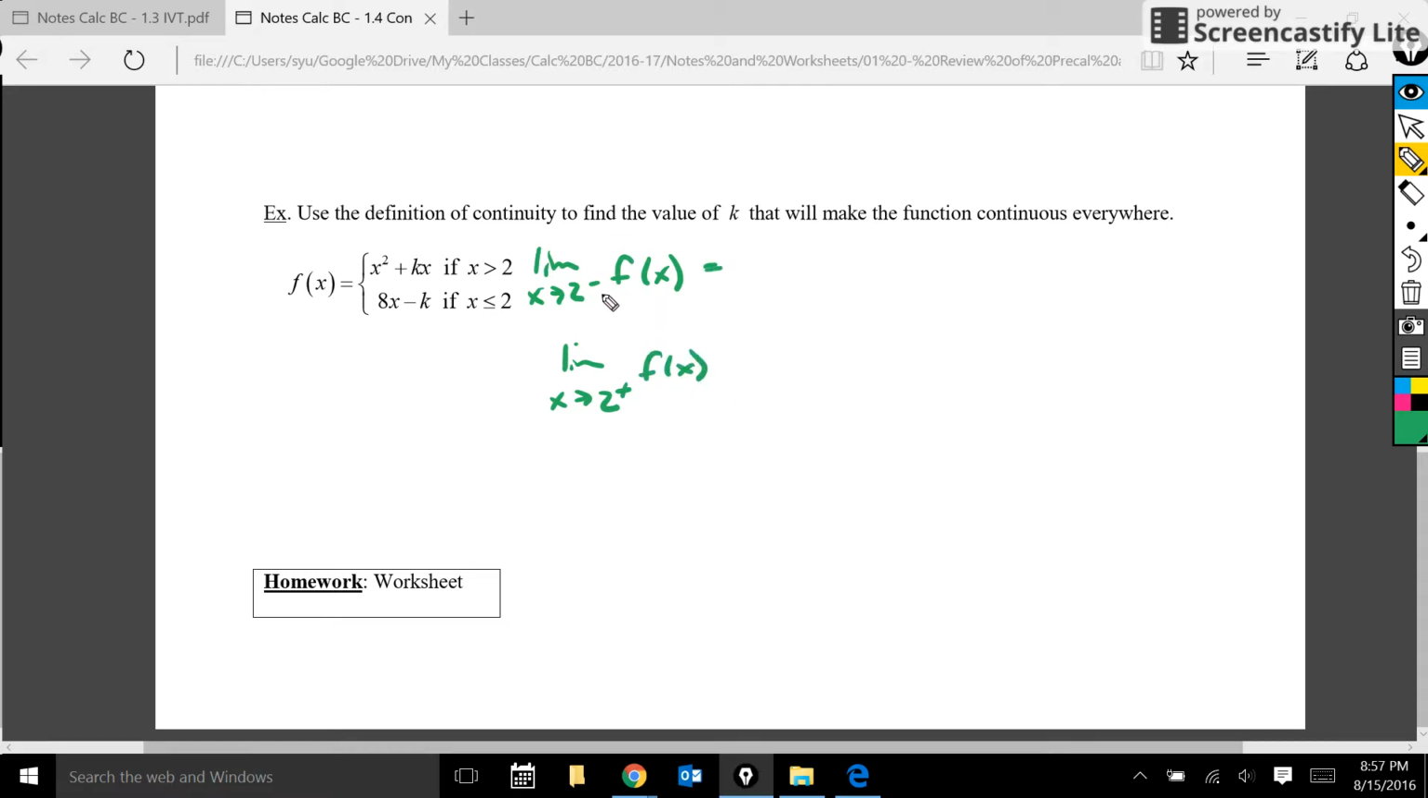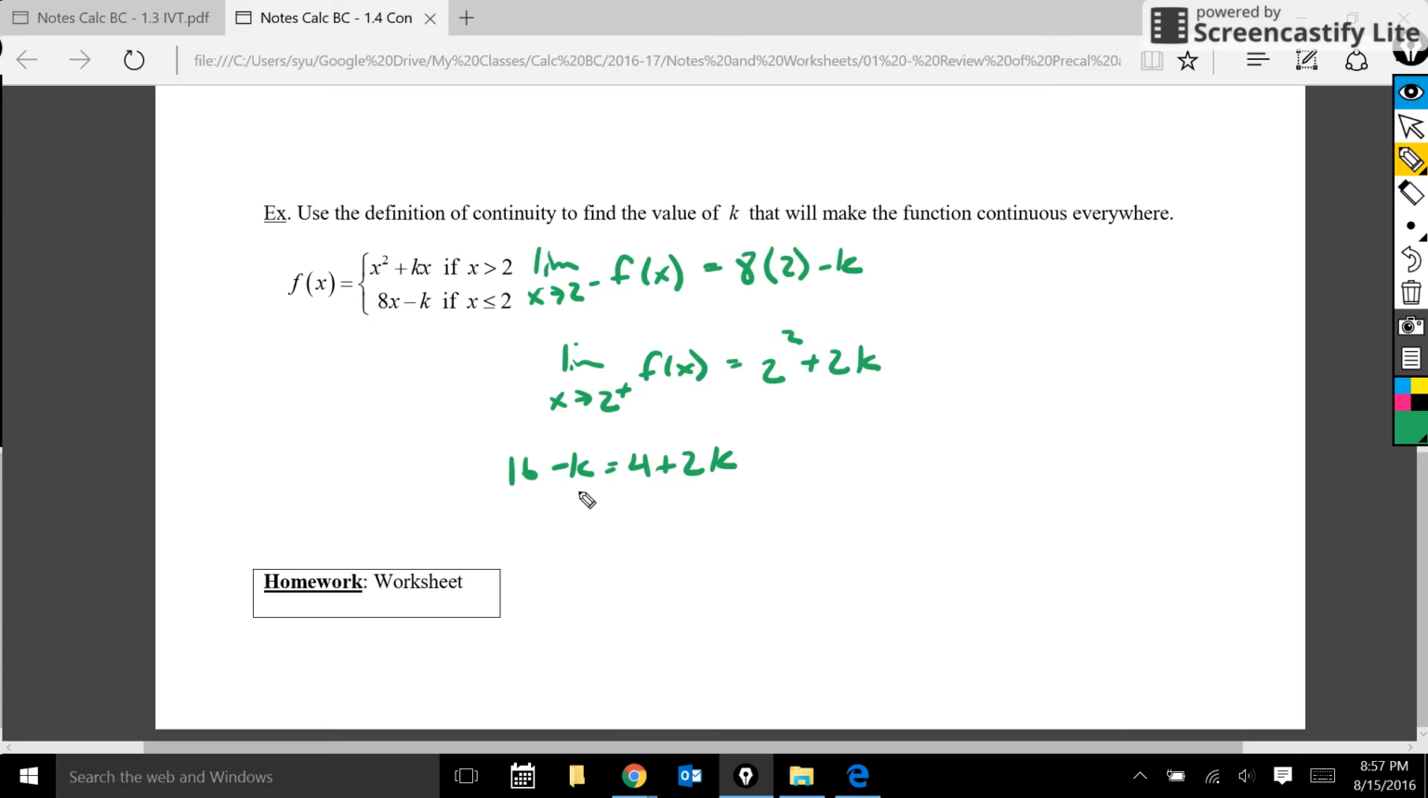All right, 2 from the left, that's going to use this bottom function here. So that's going to be 8 times 2 minus k. 2 from the right, that's going to use this top function here. So that's going to give me 2 squared plus 2k. All right, now I know that these need to be equal to each other if it is to be continuous. So I know that 16 minus k has to equal 4 plus 2k.